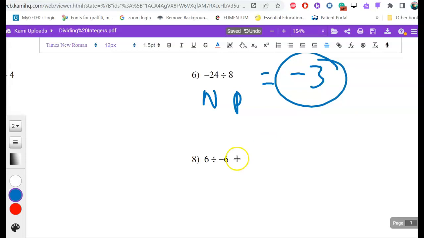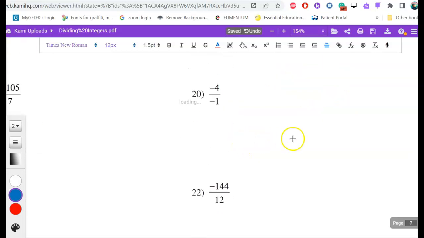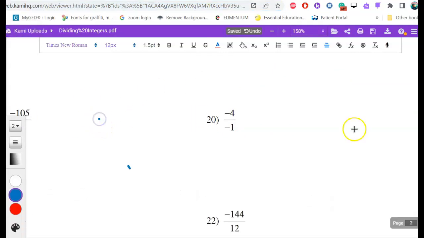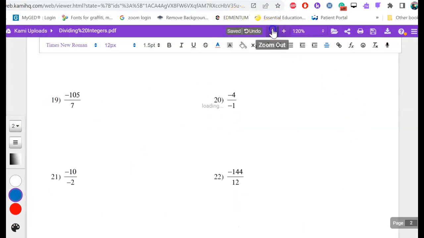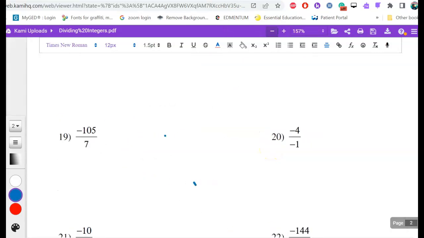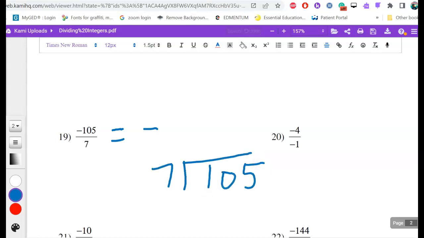All right. Let's take a look at these. Please, please, please remember that fractions mean division. Yay! So whenever you see problems that look like this, it's the same thing. It's still division, right? Taking a look at number 19. Negative 105 divided by 7, right? First, we know our answer is going to be negative because we have a negative divided by a positive. That fraction is the same thing as saying this, 7 and 105. It's saying the same exact thing. 7 will go into 105, I will tell you, 15 times.